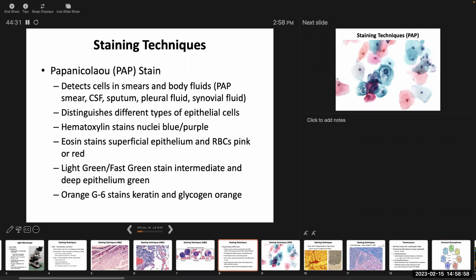You have cells in your epidermis called keratinocytes that produce lots of keratin. Keratin is also the protein that makes up your fingernails and your hair. But also G6 stains glycogen. So glycogen is a long chain of carbohydrates that your body uses to store sugar.